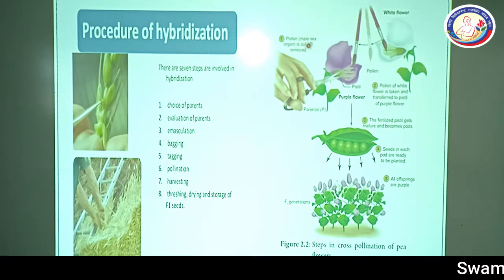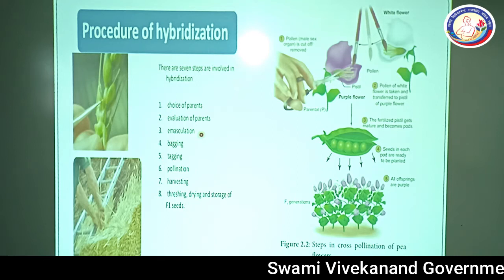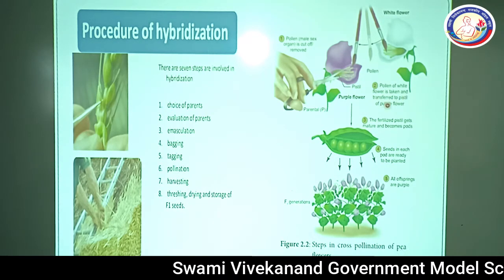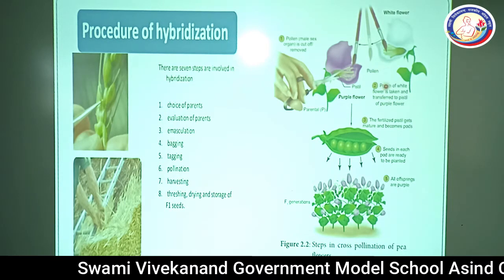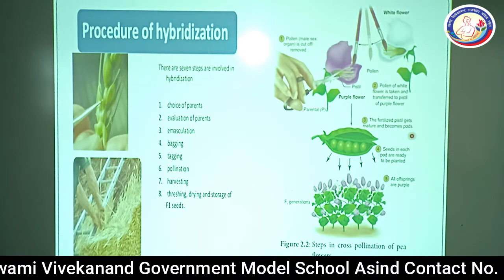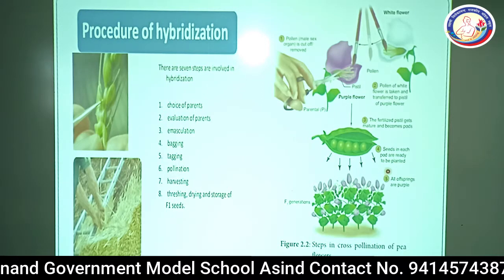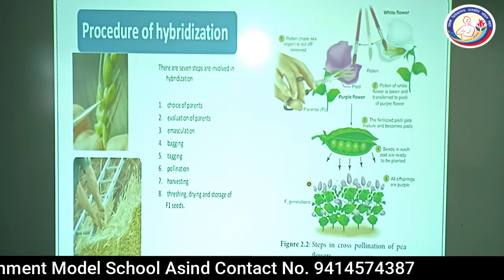In the first one, pollen, the male sex organ, is cut off or removed. This is known as emasculation. Emasculation means removal of anthers. In the second step, pollen of the white flower is taken and transferred to the pistil of the purple flower. This is known as anthesis. And in the third step, the fertilized pistil gets mature and becomes pods. In the fourth one, seeds in each pod are ready to be planted, and this is the new generation which is grown in the fields.